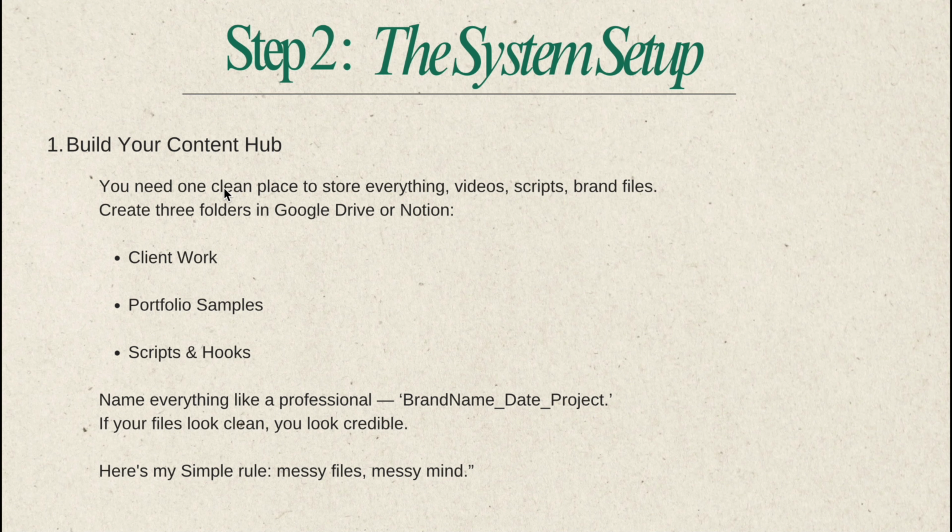Let's start with number 1, which is build your content hub. You need one clean place to store everything. Everything means your videos, your scripts, your brand files. Create 3 folders in Google Drive or Notion: your client work, your portfolio samples, and your scripts and hooks. Client work is the work you do for brands. The portfolio samples are what you update in your portfolio every single month or every single week. And the scripts and hooks are what you will use on your Instagram.